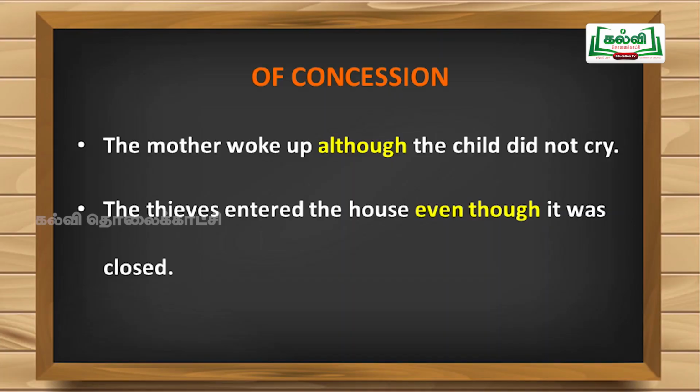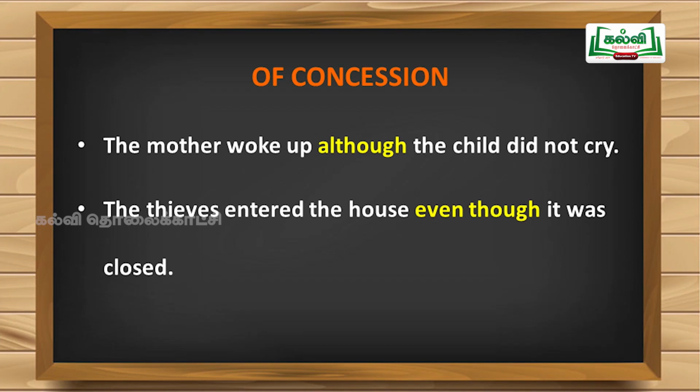Next, of concession. So concession means, you can say there are some doubtful situations. For example, you won't believe some things. For example, a mother taking care of her baby. The baby will be sleeping, but still the mother will wake up. She will be having some sixth sense, right? So I'll give you an example. The mother woke up, although the child did not cry. So the meaning is, குழந்தை முழிச்சிட்டு, but it is not crying, but still the mother knows that her child has woken. So the mother woke up, although. So here although means இருந்த போதிலும். குழந்தை அழாம இருந்த போதிலும் அம்மா என்ன பண்ணிட்டாங்க, எழுந்திச்சிட்டாங்க.